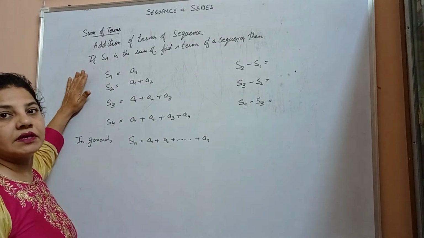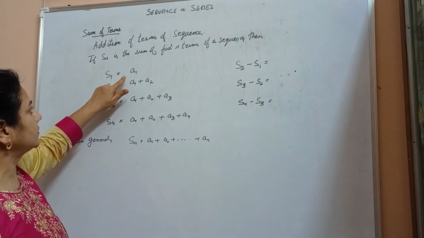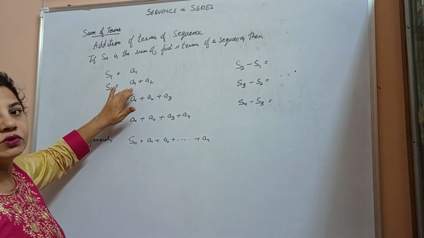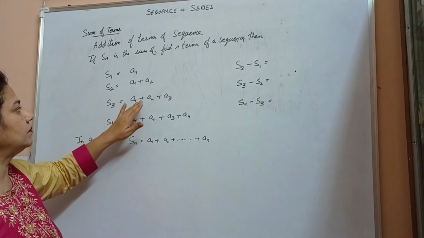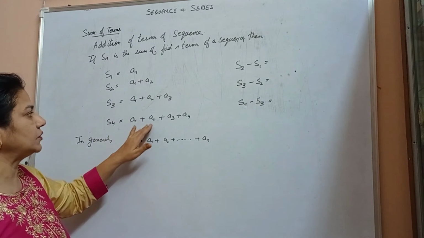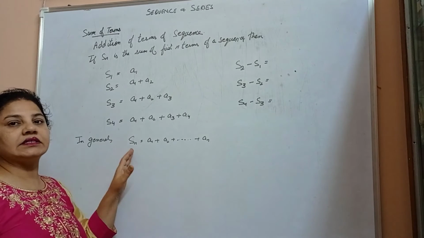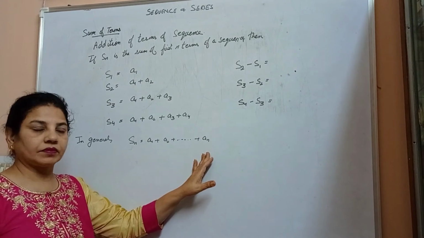If Sn is the sum of n terms of the sequence, then S1 is the first term A1, S2 is the sum of two terms A1 plus A2, S3 is the sum of three terms A1 plus A2 plus A3, and S4 is the sum of four terms A1 plus A2 plus A3 plus A4. In general, I can say Sn is the sum of n terms A1 plus A2 and so on up to An.